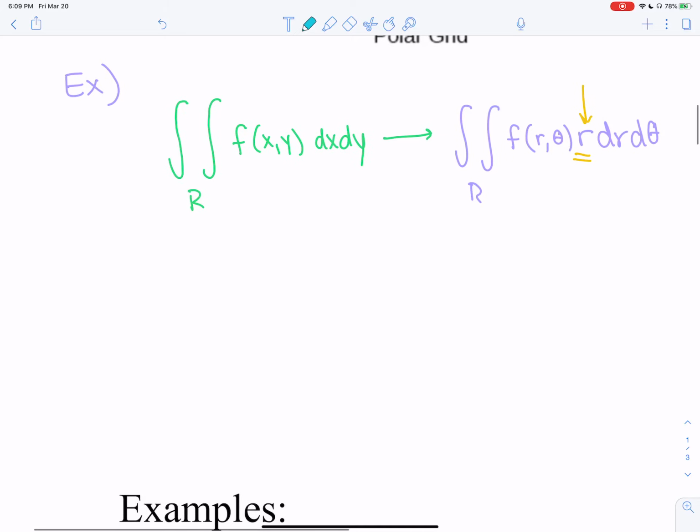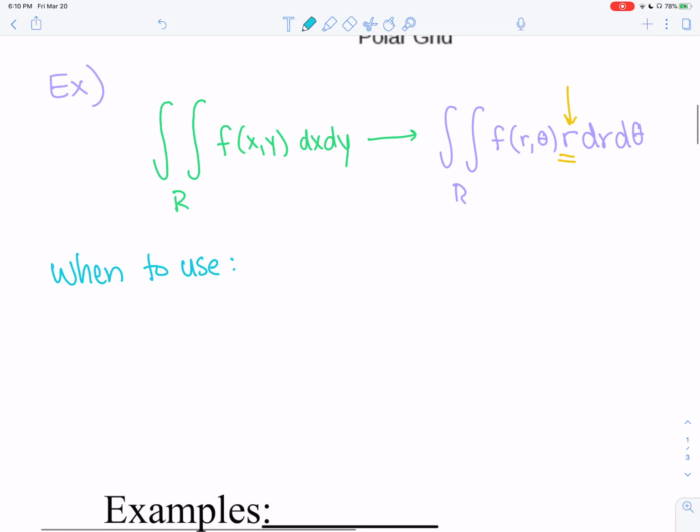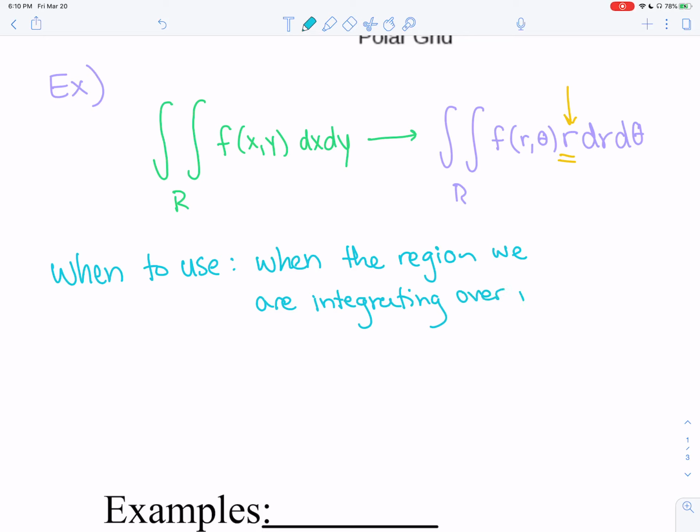Now let's talk about when to use polar. We use polar when the region we're integrating over, right? So this is the part on the xy plane, when that part is circular, or like circular in nature. So parts of a circle or pieces of it.